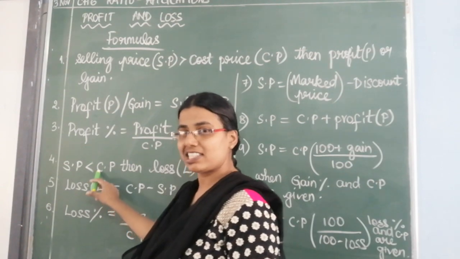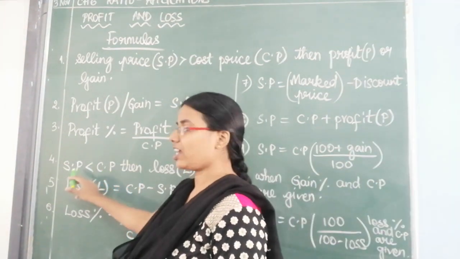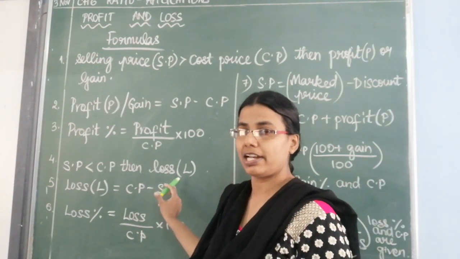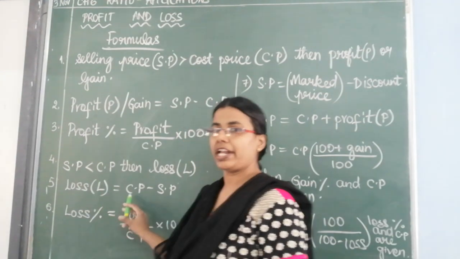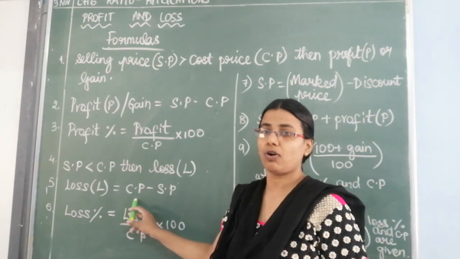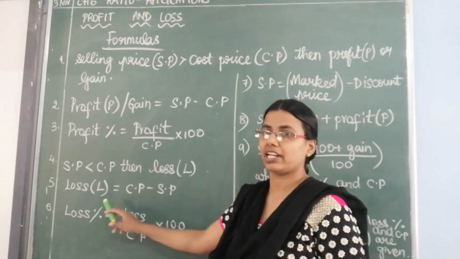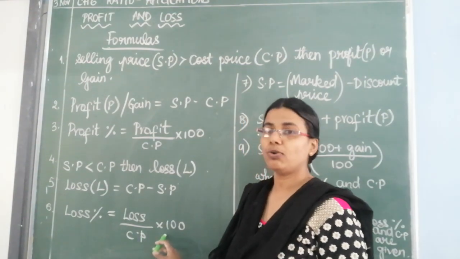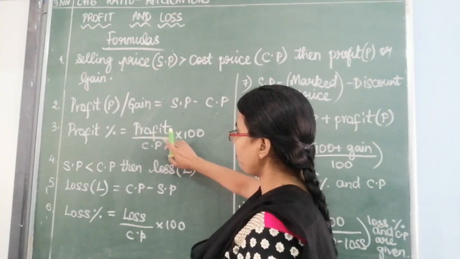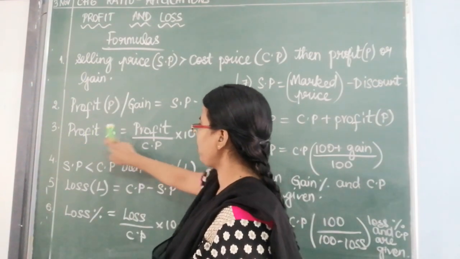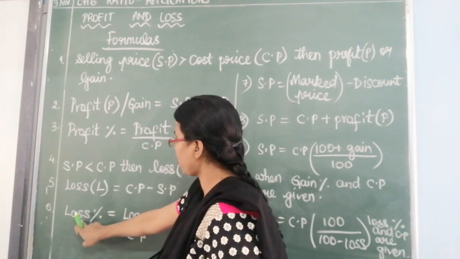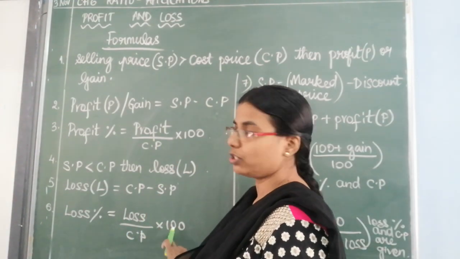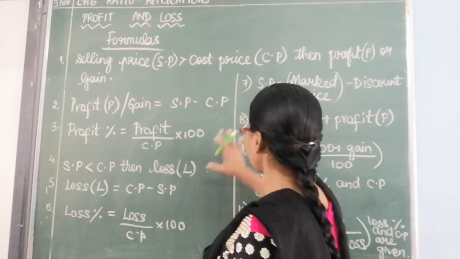Then SP is less than cost price, that is, selling price is less than the cost price, then it is loss. Loss is represented with the letter L. You can find the loss by subtracting: cost price minus selling price. Loss percent formula is loss by CP into 100. Here profit percent is there, so you write profit; here loss percent is there, so you write loss. Remaining everything is same: divided by CP into 100.